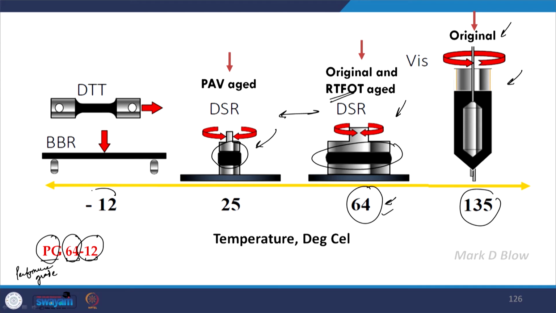And at lower temperature, we are going to assess the low temperature characteristics using the direct tension tester and bending beam rheometer. And just to tell you, here also we will use PAV aged specimens, because low temperature cracking also depends on the stiffness of the bitumen. So, the binder will be more susceptible when the bitumen is highly stiff, and therefore, we are taking the PAV specimens to do the testing here. All right.